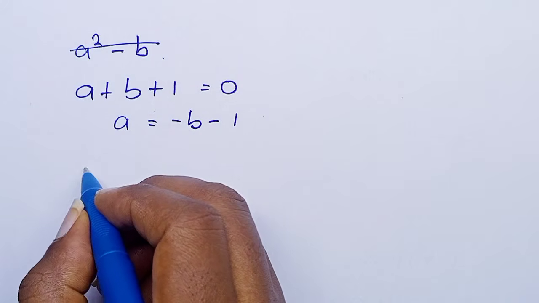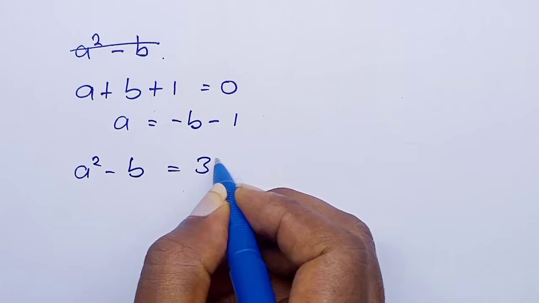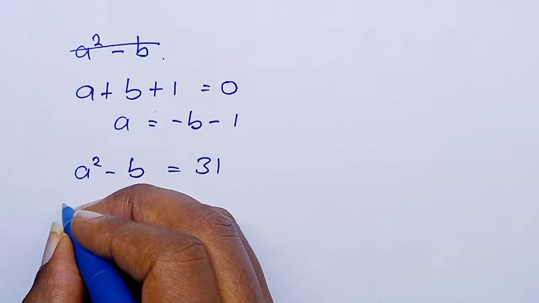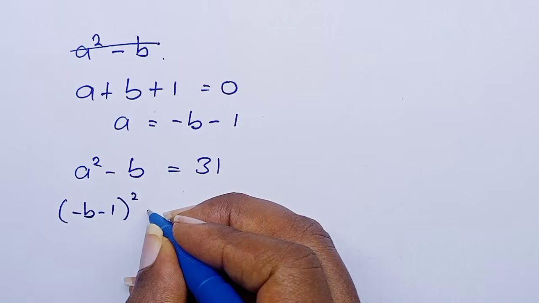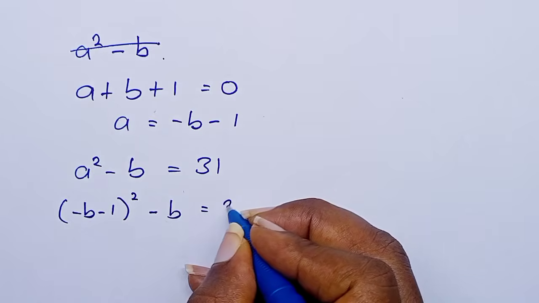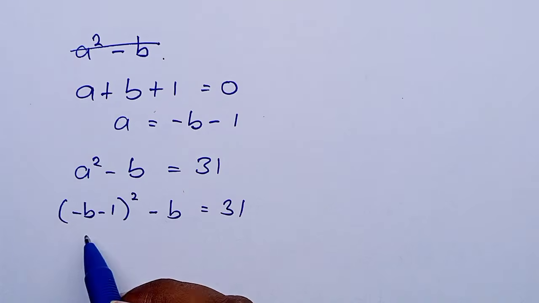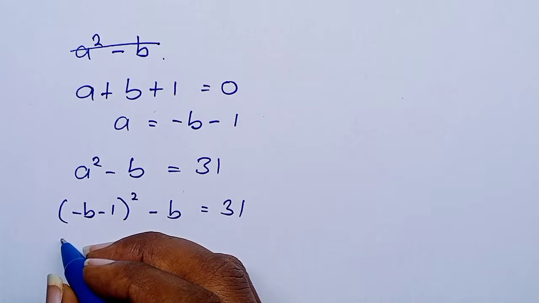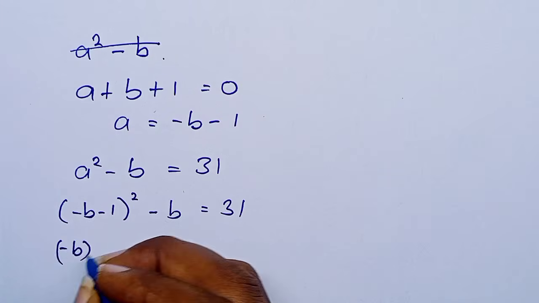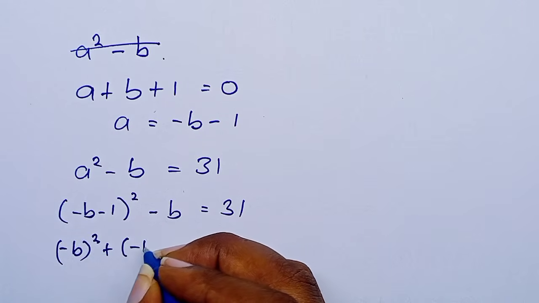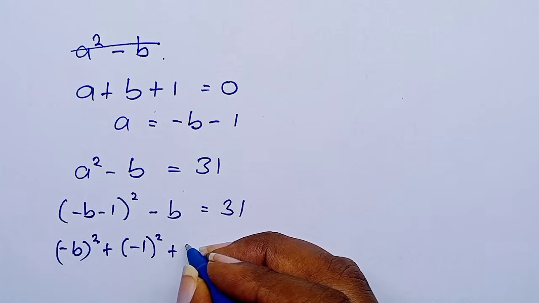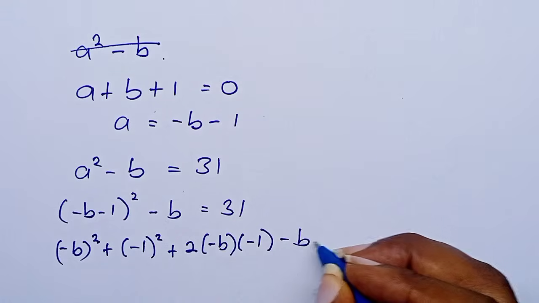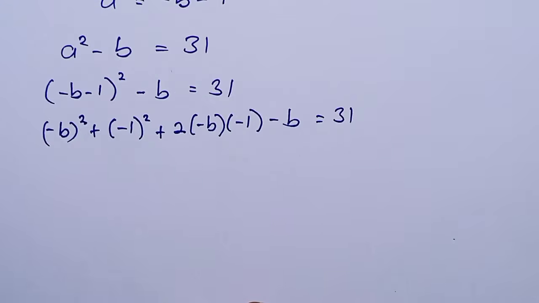But from our first equation, which was a squared minus b equals 31, when we substitute for a, we shall have (-b - 1) squared, then minus b, equals 31. So when we expand this, we shall have (-b) squared plus (-1) squared plus 2 times (-b) times (-1), then minus this b. This is equals to 31.